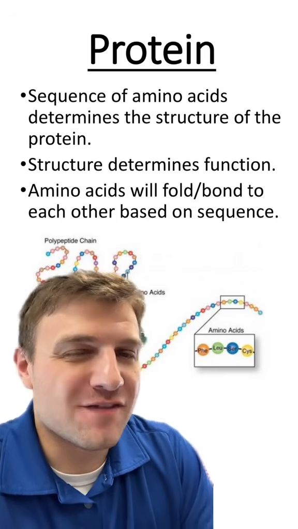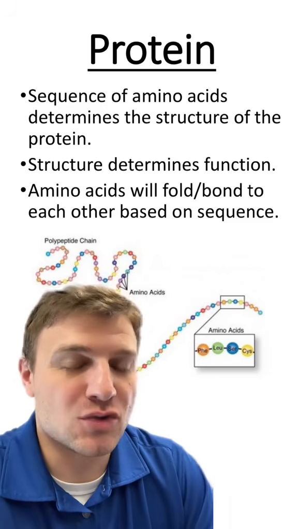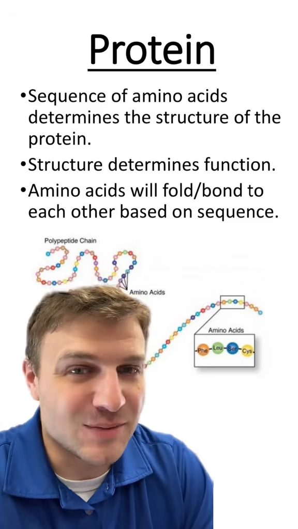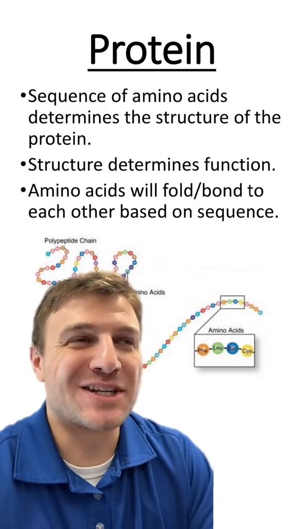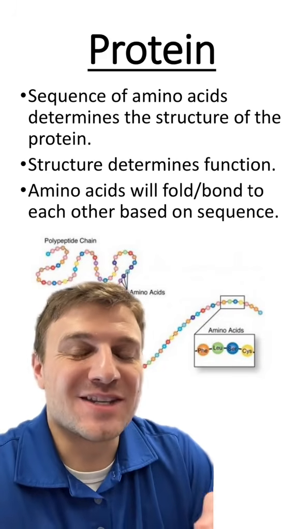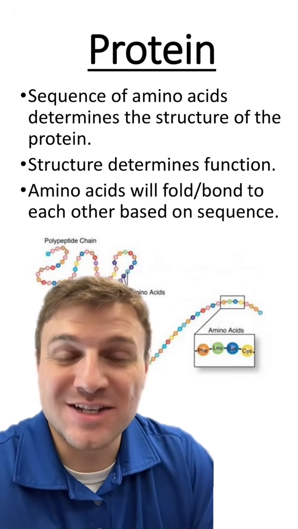So the function of a protein will be determined by its structure. The structure of a protein will be determined by the amino acid sequence. The amino acid sequence will be determined by the mRNA sequence. And the mRNA sequence will be determined by the initial gene or the initial DNA.